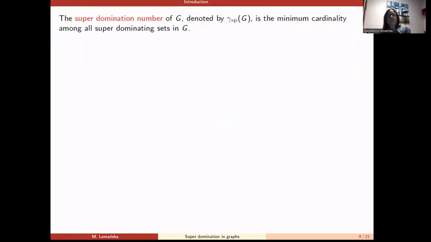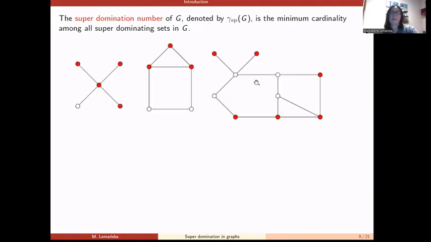And here also we are interested in the minimum such sets. So the minimum cardinality among all superdominating sets in G is the super domination number of G, denoted by gamma indexed SP of G. Here we have the same graphs as before, but now these red vertices form not only a dominating set, but a super dominating set.